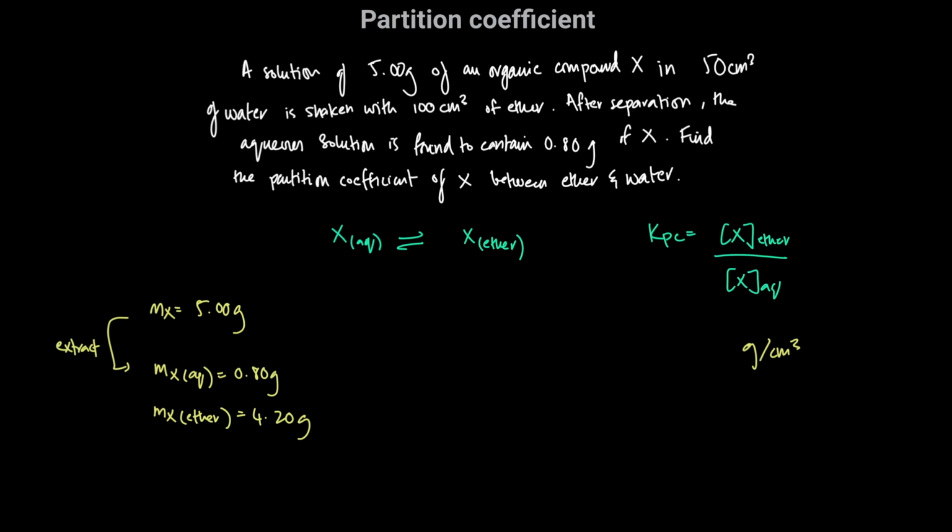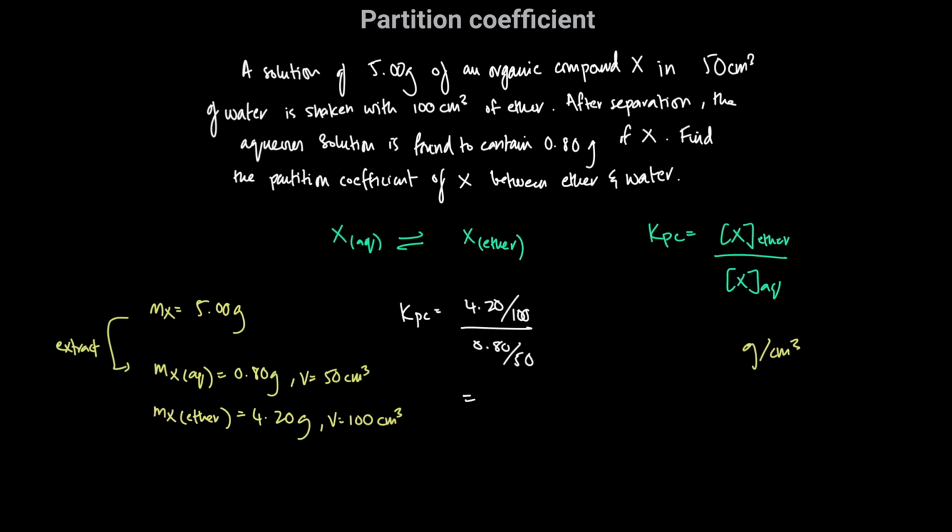So we can say our partition coefficient here is equal to the concentration in ether, that is 4.20 grams per, we have a volume of 100 cm cube. So we have 4.20 divided by 100, divided by 0.8 grams, and we have 50 cm cube of water, right? So in that 50 cm cube, we have 0.8 grams left over. So we can say P is equal to 4.20 divided by 100, that's the concentration in ether, divided by 0.80 divided by 50. That's the concentration in water.